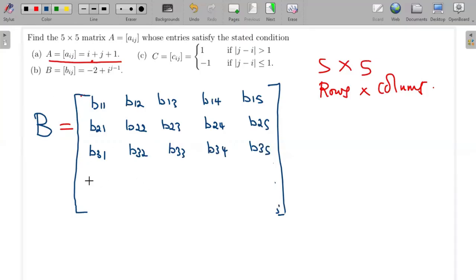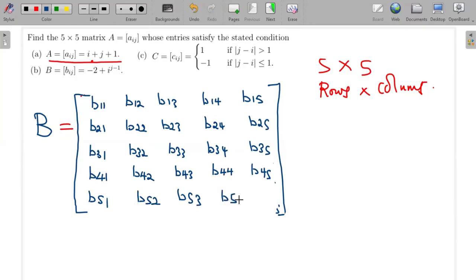Okay, so the other one will be B3. Oh, that one should be 4 now because this is the fourth row. So B41, B42, B43, and then B44, B45. Then let's write the last one. So the last one here will be B51, B52, B53, and then B54, B55. So you can see 5 rows, 5 columns. So no wonder it's a 5 by 5 matrix.